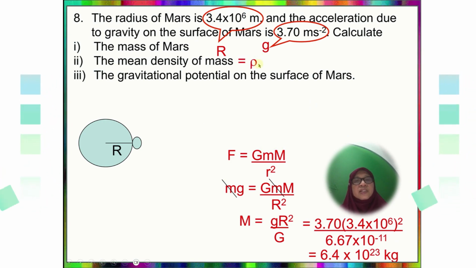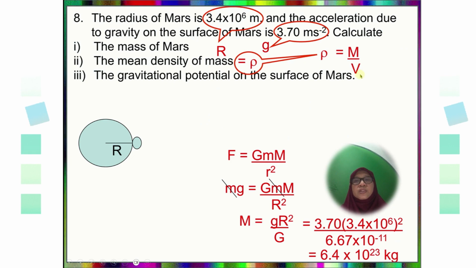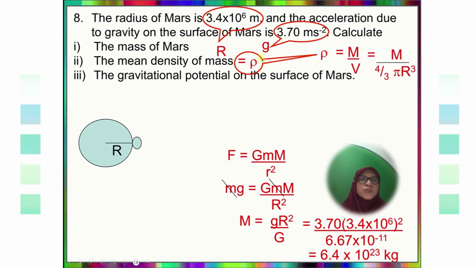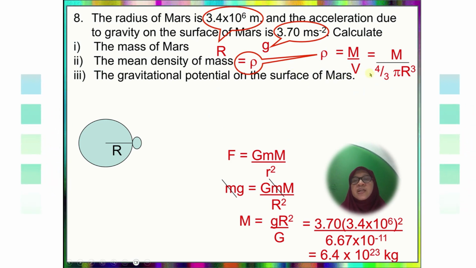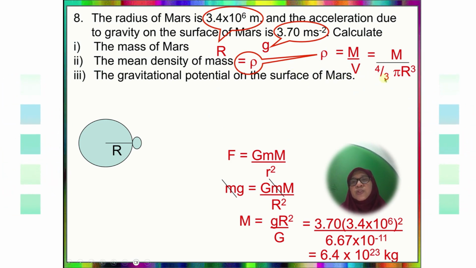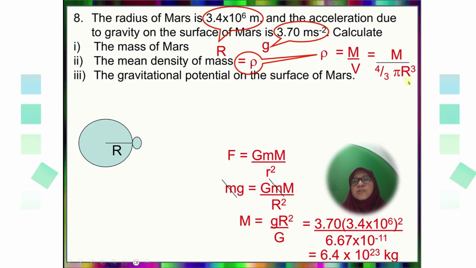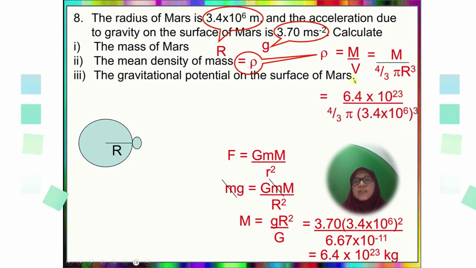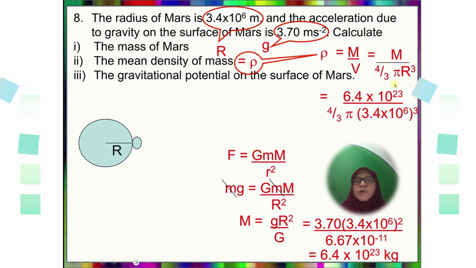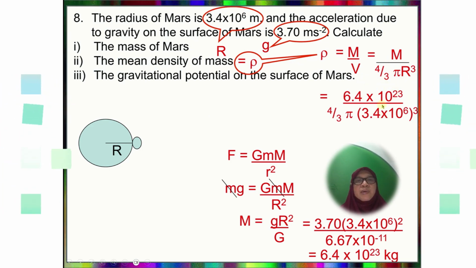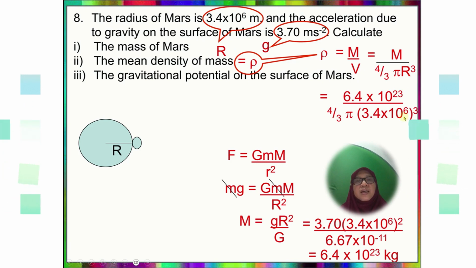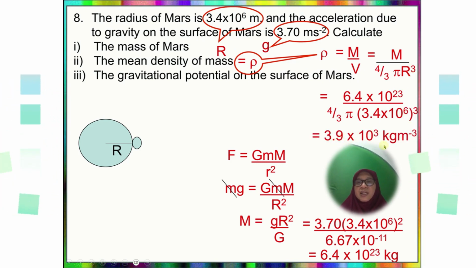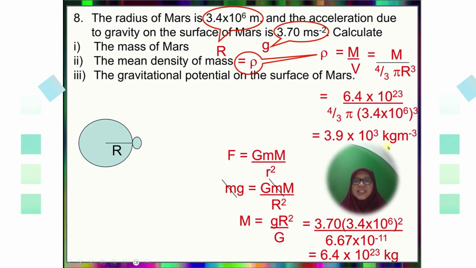Okay, next, the density. For the density, we can use mass over volume. The mass is calculated already. For the volume, we assume the planet is spherical, a sphere shape, so we use the formula volume 4 over 3 pi R cubed. So you substitute the mass into the formula, and then 4 over 3 pi R, where the radius of Mars is 3.4 times 10 to the 6, and don't forget the cube. So we get the answer 3.9 times 10 to the power 3 kilograms per meter cubed.